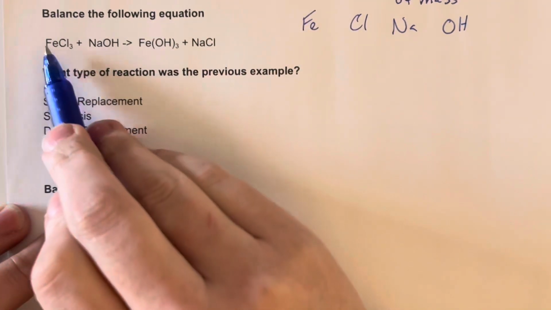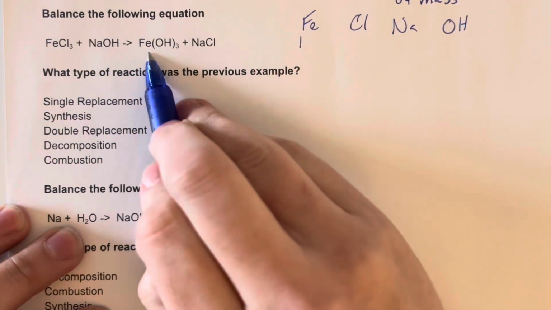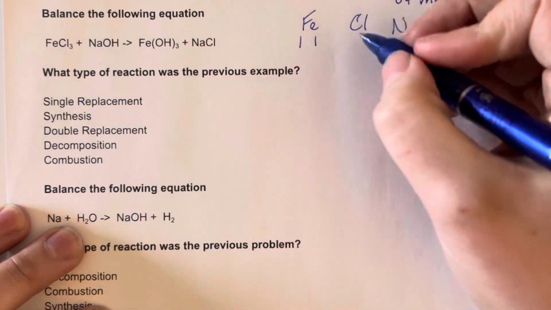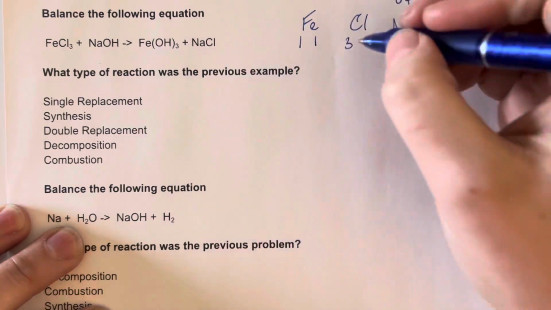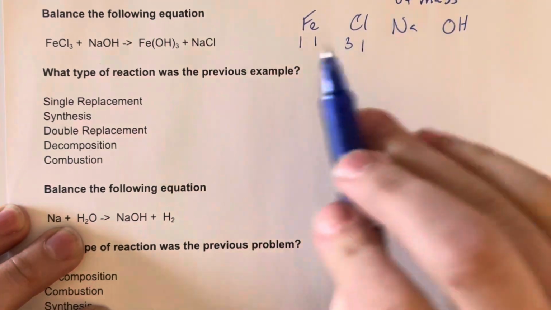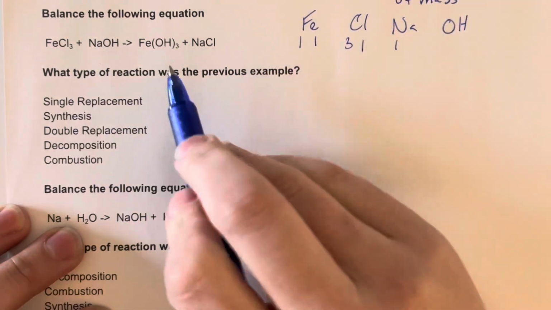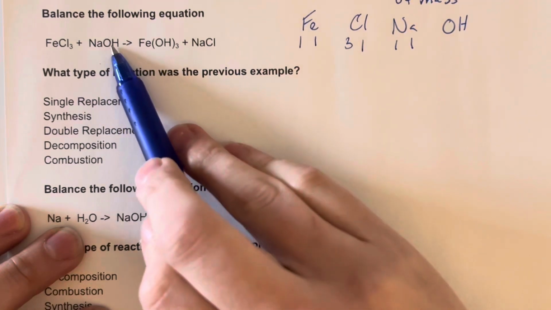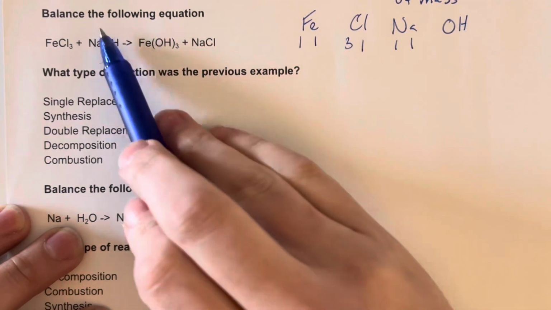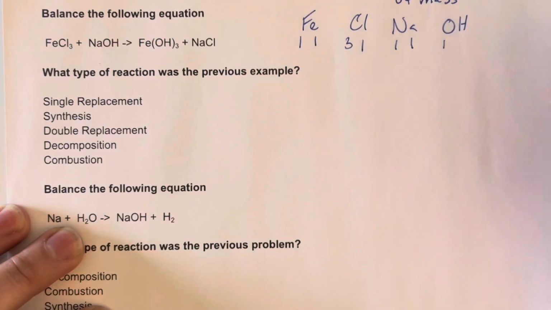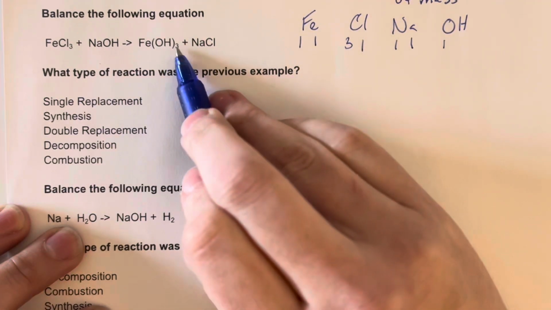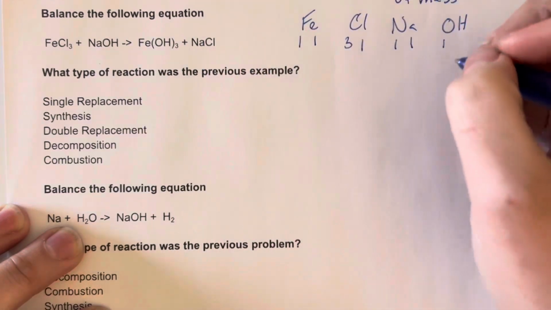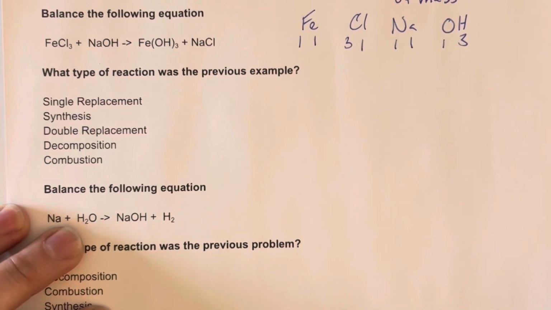On the left-hand side, I have 1 iron. On the right-hand side, I also have 1 iron. Chlorine on the left-hand side, I have 3. On the right-hand side, I have 1. Sodium on the left-hand side, I have 1. On the right-hand side, I have 1. Hydroxide on the left-hand side, I don't have any parentheses around it, which means that I have just one of them. On the right-hand side, though, I do have parentheses, and the outside subscript is going to be my multiplier, which means that I have a grand total of 3 hydroxides present.